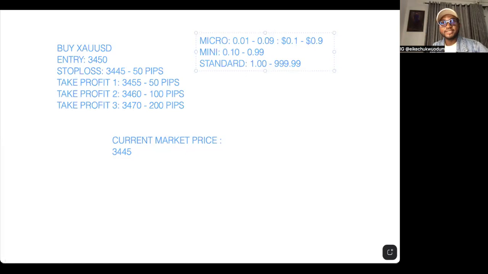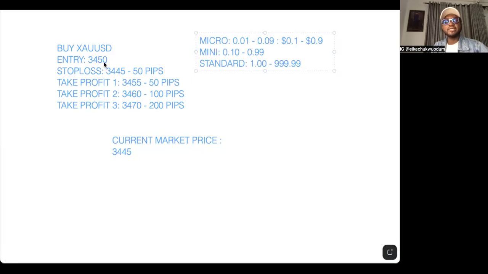Good. So can you see how your lot size controls your money? You may not have control over the pips that were given to you, but what you have control over is your lot size. So what you must first do is check your risk to reward.